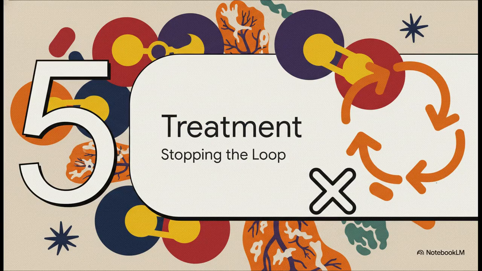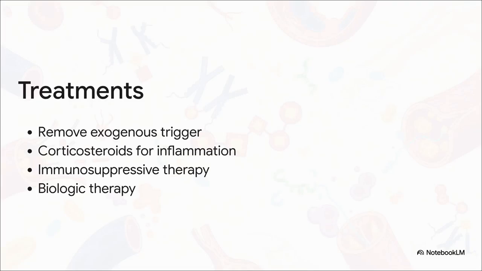Next up, Section 5, Treatment Strategies. So, the crucial point to remember here is that treatment requires shutting down the immune response that's fueling the complex formation in the first place. If there's a known exogenous trigger, like a drug causing serum sickness, the first step is obvious: remove it. To immediately blunt the acute inflammation, we use powerful corticosteroids.